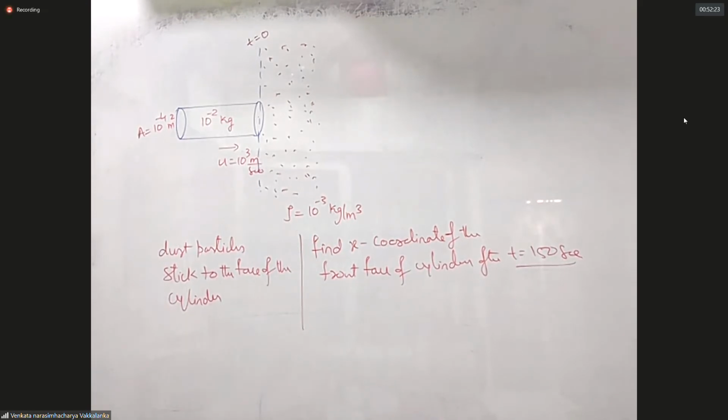So here the dust only sticks to the circular part, right? The dust particles don't stick to the cylindrical part. The dust particles stick only to the circular face of the cylinder. And the length is not given, so we don't have to assume the second circular face coming in, right? Right.